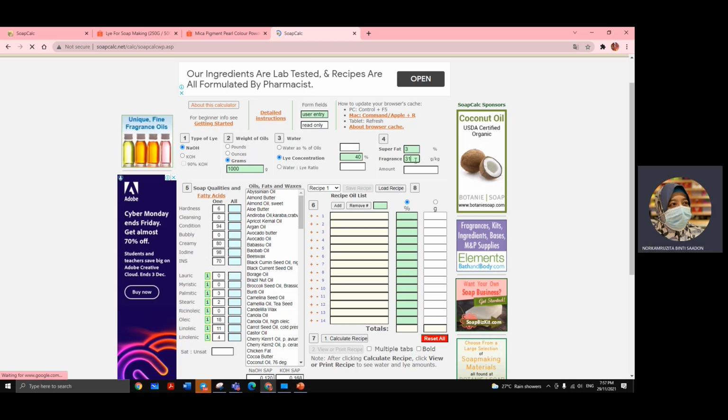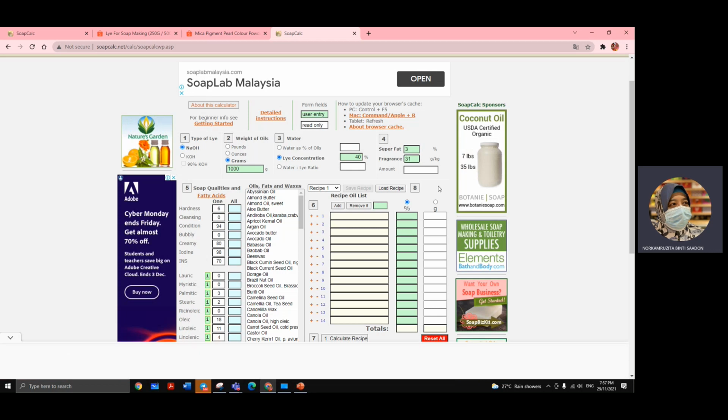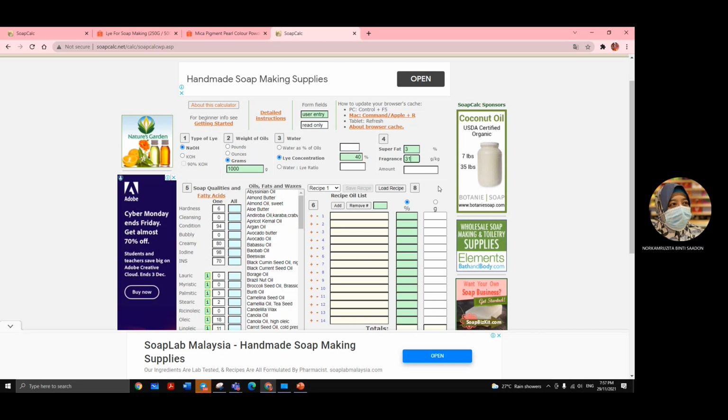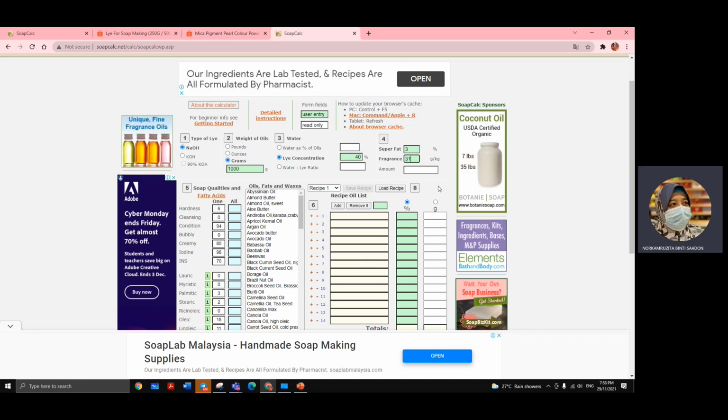Fragrance, you can use fragrance oil or you can have essential oil, but fragrance oil can stay much longer. Even after 2 years, you can still smell the fragrance of your soap. But if you choose essential oil, it will not last as long, but it still gives value to your soap. Let's say I put about 20 grams. Then I choose my oils.